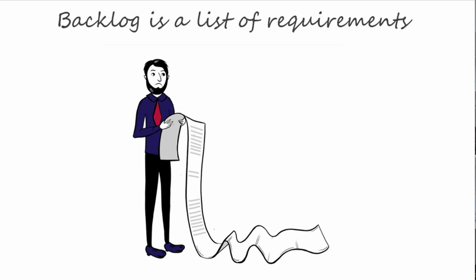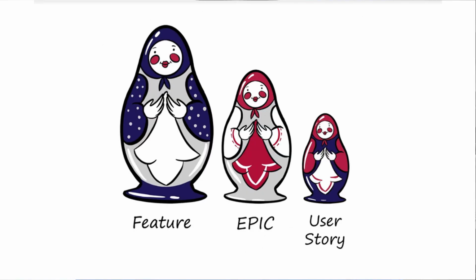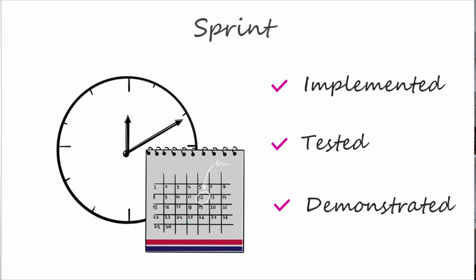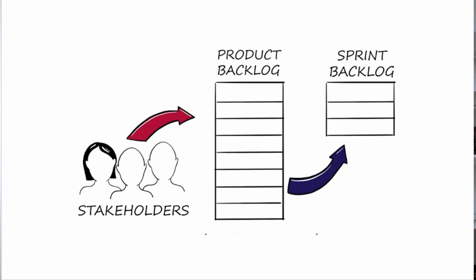The backlog is a list of requirements for a software product in development. Typically, the requirements in the backlog are organized in work items of a different size, like features, epics, and user stories. The sprint is a set period of time during which selected work items have to be implemented, tested, and shown to the customer. The sprint backlog is a set of work items selected for the sprint.